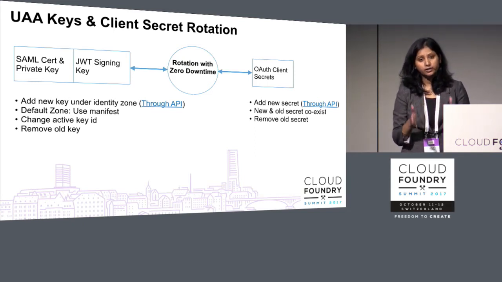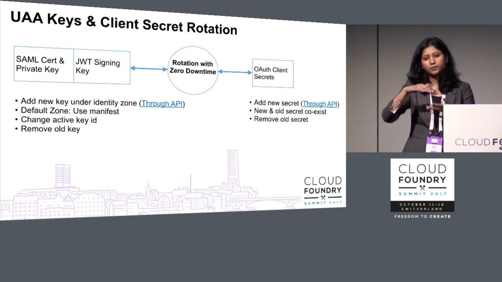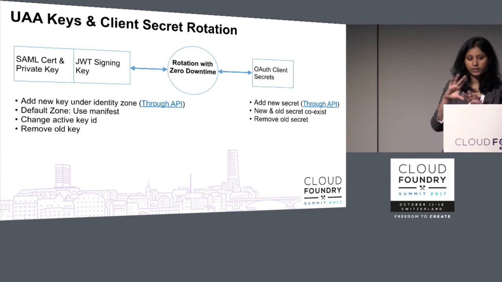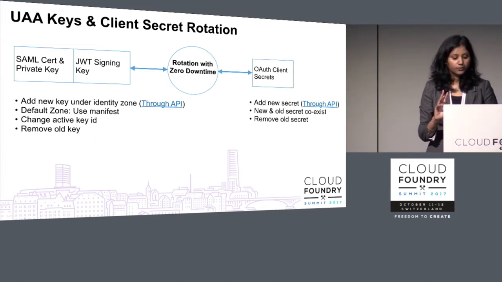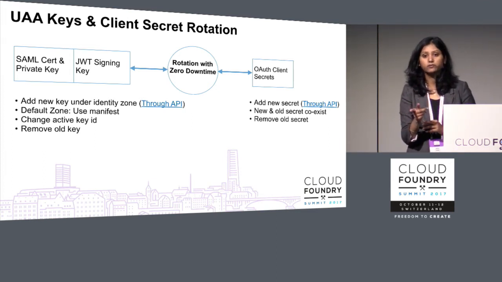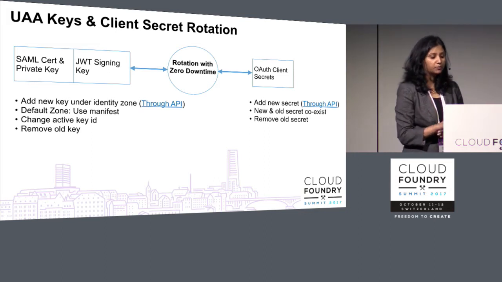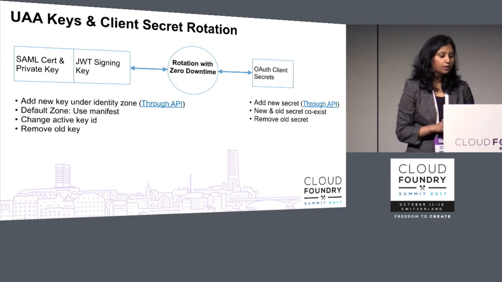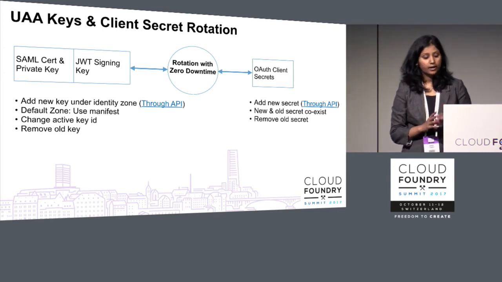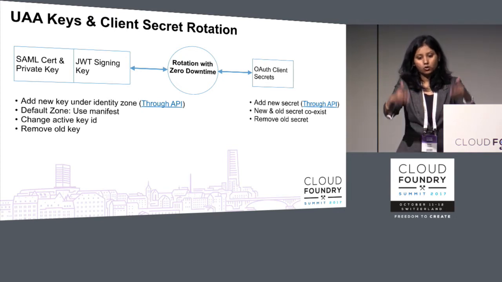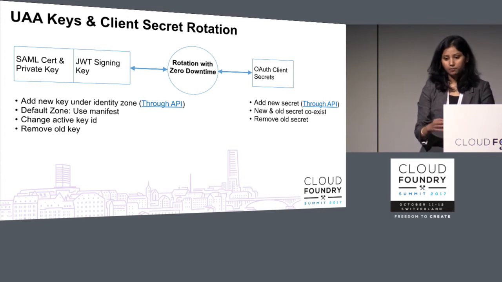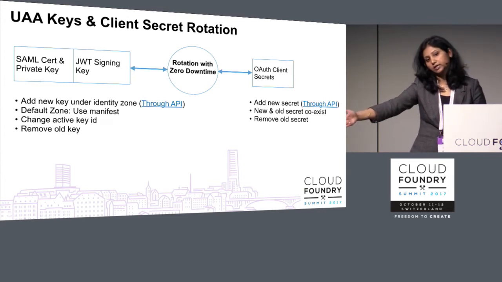So there is an identity zone API for management of all identity zone configuration. You specify the new key there, and then you switch the key ID for active key. The moment you do that, UAA starts using that key for all of its operations. But the old key is still there, because all the outstanding tokens that have been signed should still function, otherwise your apps will start facing downtime.